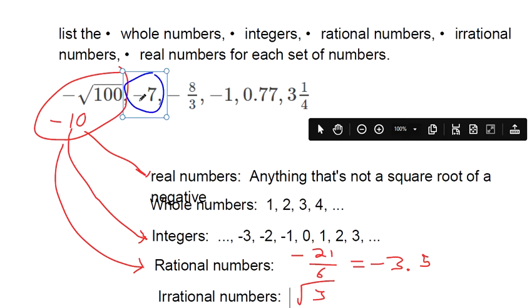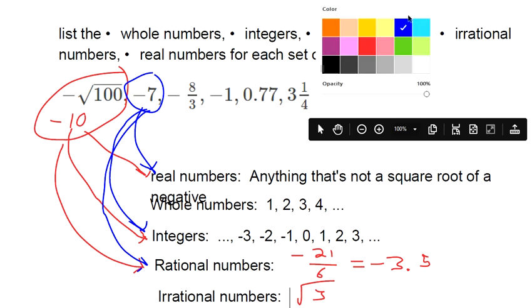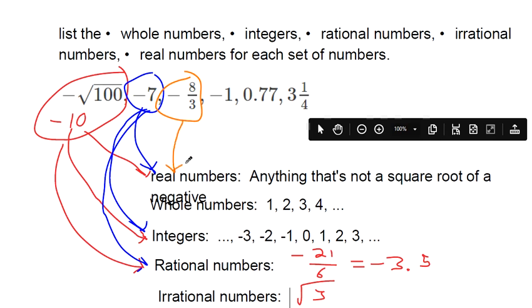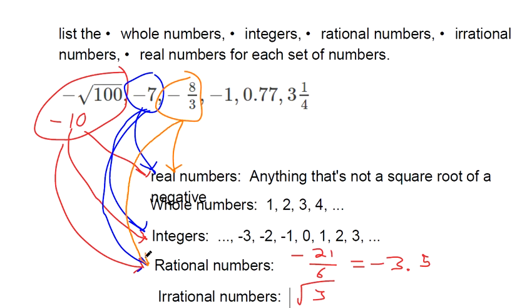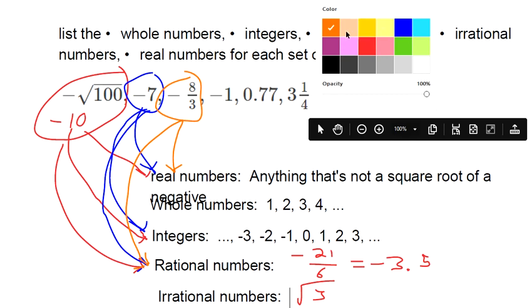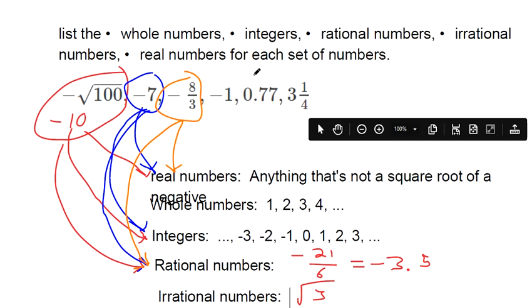-7. That's a real number. It also fits under the classification of integers, and it's also a rational number. Now -8/3, that's going to give us some yucky decimals. So -8/3 is not an integer. It's a real number, because it's not the square root of a negative, and it is rational, because again, you can write it as a ratio of two integers. Same thing with -1. I'm going to skip over that one because it's the same thing as -7.